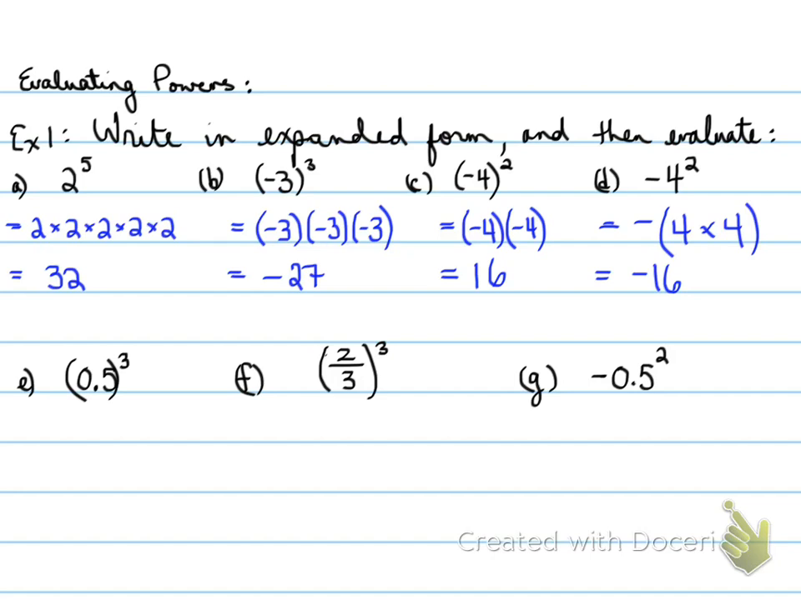Here we go. So 0.5 to the power of 3 is 0.5 times 0.5 times 0.5. And the answer to that is going to be 0.125.